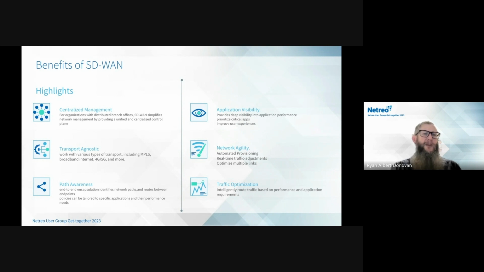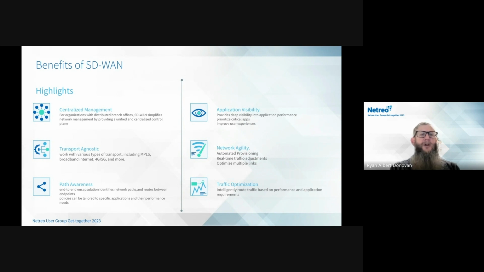Path awareness. With end-to-end encapsulation, it identifies the network paths and routes between endpoints. Policies can be tailored to specific applications for their performance needs. Application visibility. SD-WAN provides deep visibility into application performance, allowing organizations to prioritize critical applications to improve user experiences.